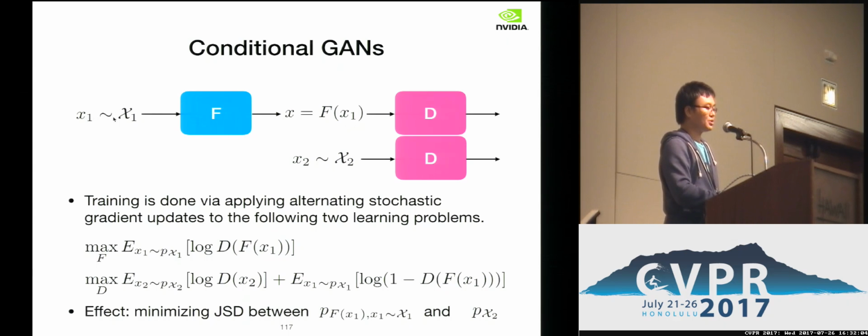So we start with S1, which is an image from one domain. And through this function F, we want to map this image to the other domain, so that the discriminator cannot differentiate a real image from the second domain and the one coming from this F function.